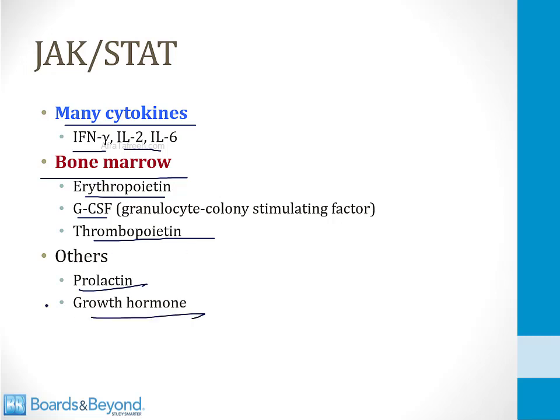All of these receptors share homology and probably evolved along similar lines, but they're hard to remember because they come from many different systems. But the easiest way to remember the hormones that work through JAK-STAT is to just think of cytokines and bone marrow cells.